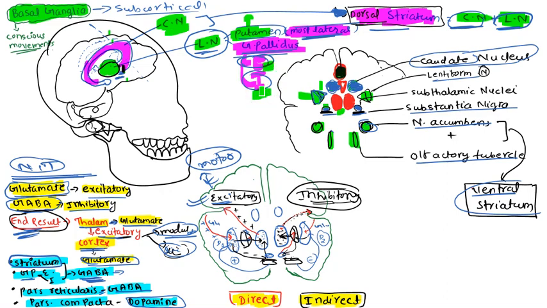We have already seen this in the previous video. And then we have the formation of the striatum. So the caudate nucleus and lentiform nucleus usually form the dorsal striatum.